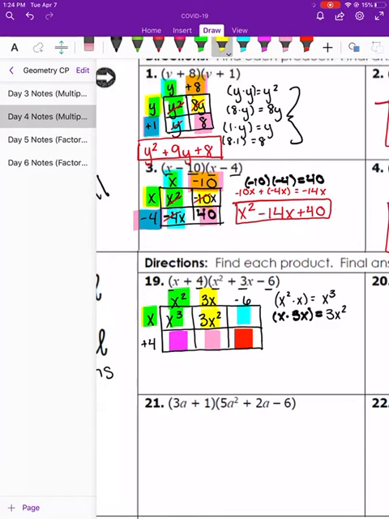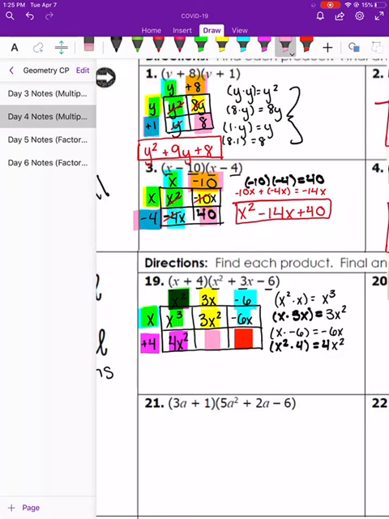And then my next one is my blue. So this is going to come from my negative 6 and my x. So x times negative 6, which is negative 6x. Now I'm going to do this purplish pink one. This is going to come from this plus 4 and x squared. So x squared times positive 4 equals 4x squared.